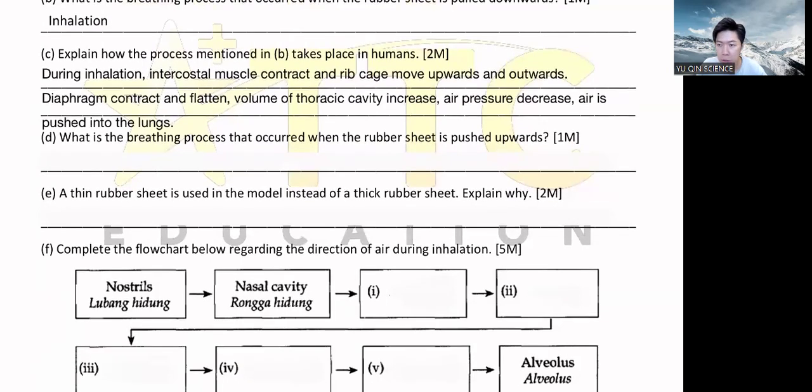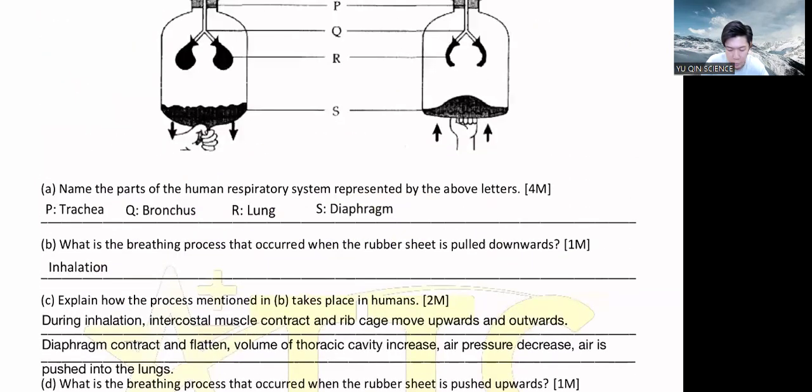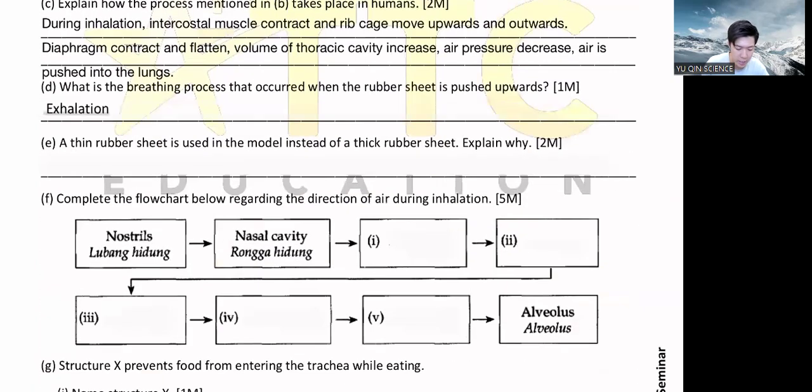Okay, the next one is very simple also. What is the breathing process that occurs when the rubber sheet is pushed upwards? Very easy. Just now we said pull down is inhale, so push up is exhale. Exhalation. Okay, there you go.